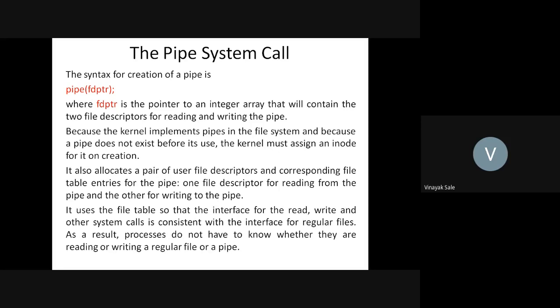Whenever the kernel implements a pipe in the file system, the pipe does not exist before its use. So the kernel must assign an inode for that pipe. It also allocates a pair of user file descriptors and corresponding file table entries for the pipe. That is, one file descriptor for reading from the pipe and another file descriptor for writing to the pipe.